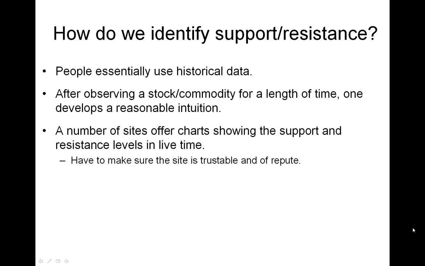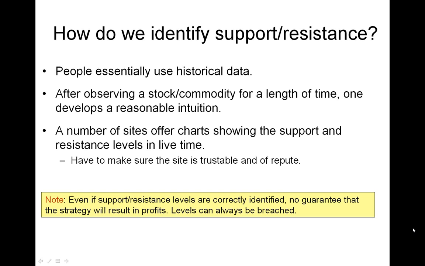However, it's important to understand that, and this sounds a little cliche, but just like all the other strategies, even if we did find out what the appropriate support and resistance levels are, there's no guarantee that the strategy is going to produce profits for us. The levels can always be breached. If you remember, we used the term pseudo earlier. So just because there's a resistance, it represents a pseudo maximum. It doesn't mean that the value of a particular stock or commodity is not going to cross that resistance. It just means that normally we don't expect it to do so.